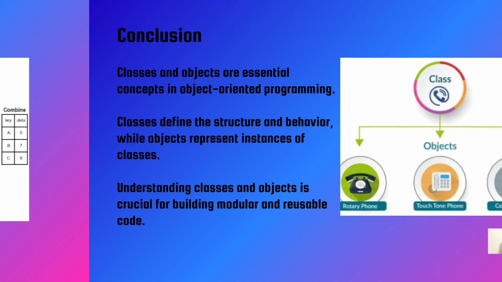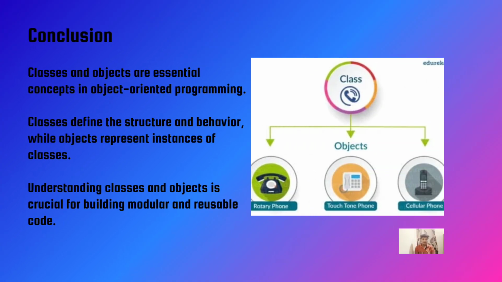Let's see the conclusion of this topic, classes and objects. Classes and objects are essential concepts in object-oriented programming, which is shortly called OOP. Classes define the structure and behavior, while objects represent instances of classes. Understanding classes and objects is crucial for building modular and reusable code.